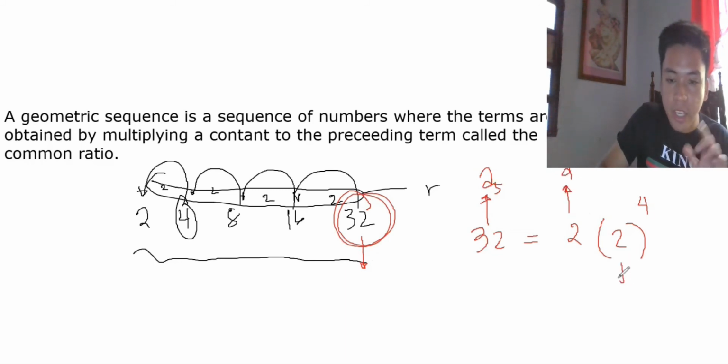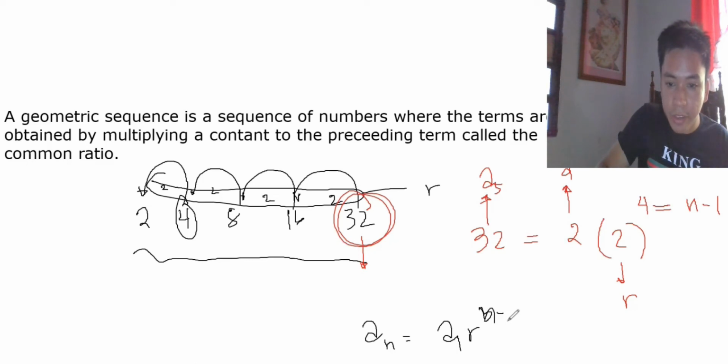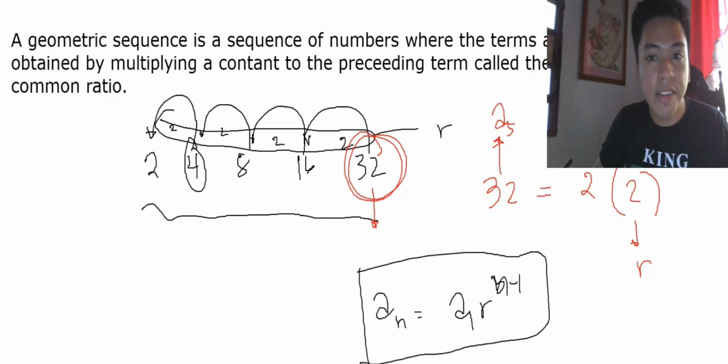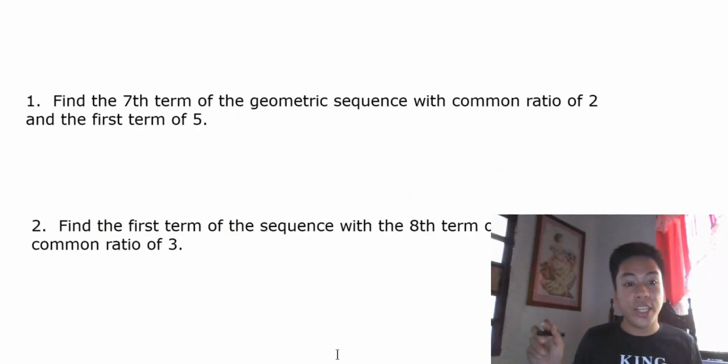So basically, because this is the fifth term, this is the first term, this is your r, and this is actually n minus 1 because your n is 5. So in general, you can get the nth term by multiplying the first term by r to the n minus 1. This is the formula in finding the nth term of the geometric sequence, having the first term a1 and your r as a common ratio. That's it.